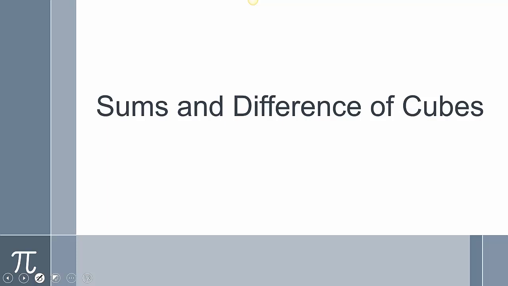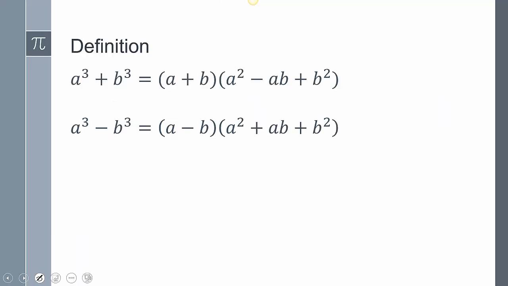This video is on the sum and difference of cubes. I get asked a lot of questions like, how do you memorize the definition of the sum and difference of cubes? It doesn't make a whole lot of sense. Like, how do you fit everything together? So I'm going to go over the basic definition, and then I'm going to go over a way to help you memorize it. So first, here's the definition here.